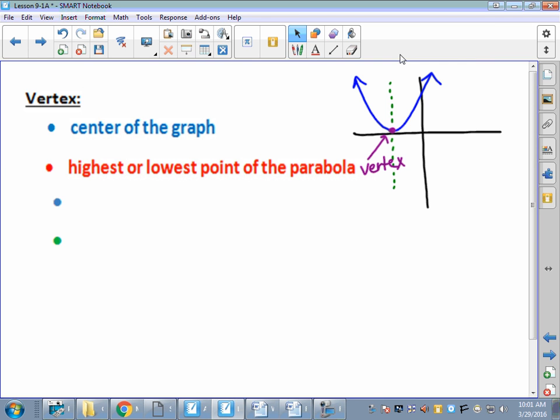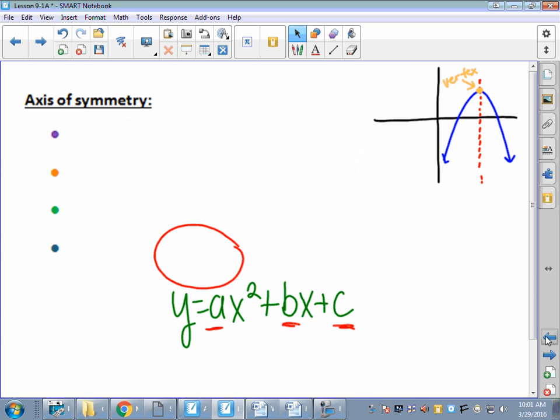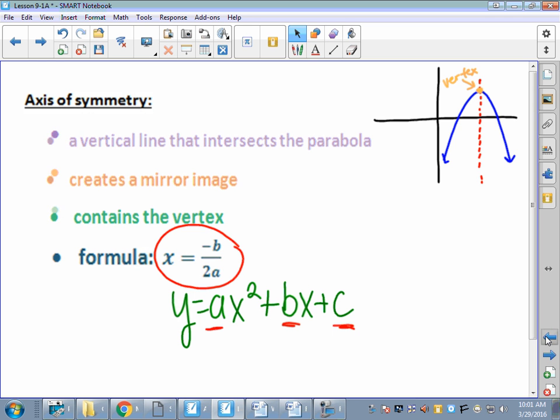And in this case, notice that my vertex is the lowest point of the graph. There isn't anything lower. Notice in this one that I drew over here, just above, that vertex is the highest point of my graph. It doesn't get any higher. These arrows tell us that the graph keeps getting lower and lower.